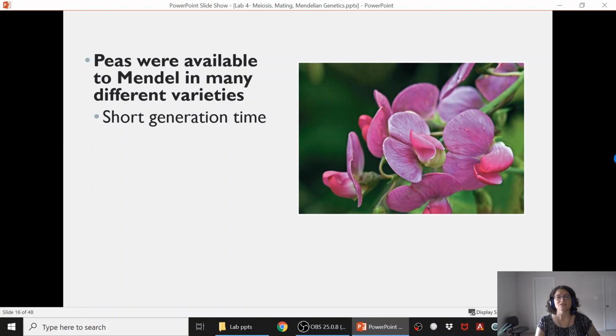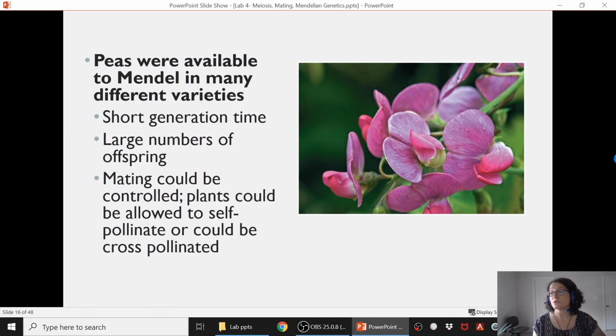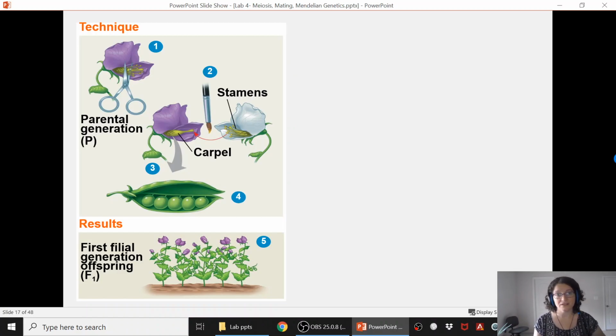He used these because they had a short generation time. He could create large numbers. Remember, large numbers are important for statistical analysis, and he could control the mating exactly. He could make it so that they would be allowed to self-pollinate or cross-pollinate. So I'm going to show you how he did that.